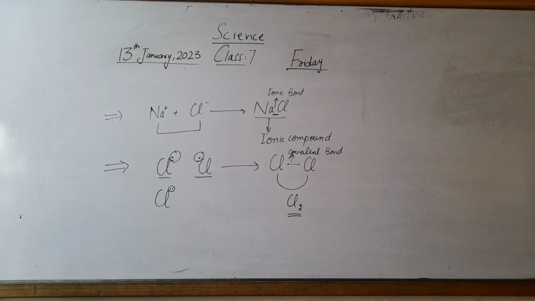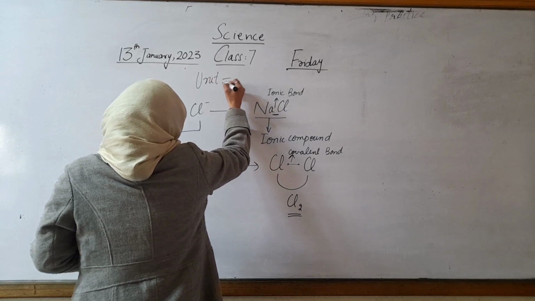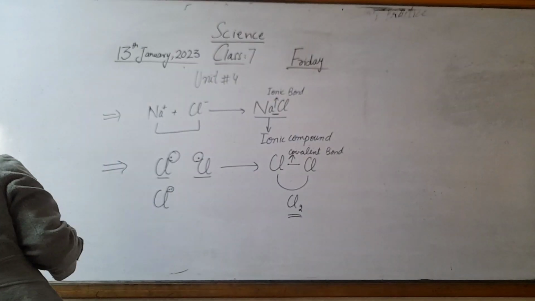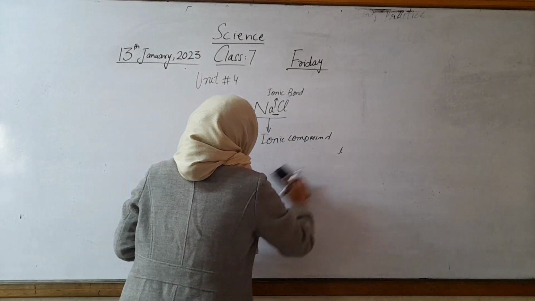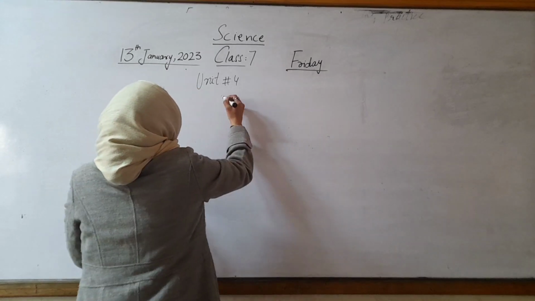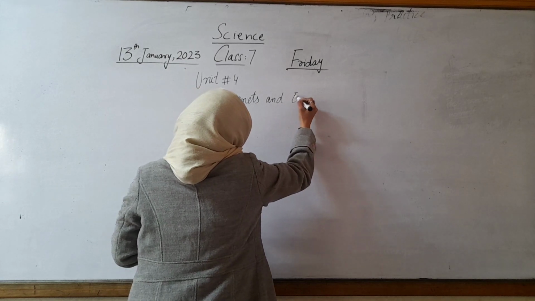Our previous chapter was based on the concept of ionic bond, covalent bond, and the types of compounds, that is, ionic compound and covalent compound. Now we will start our new chapter, that is unit number 4, magnets and electromagnets.